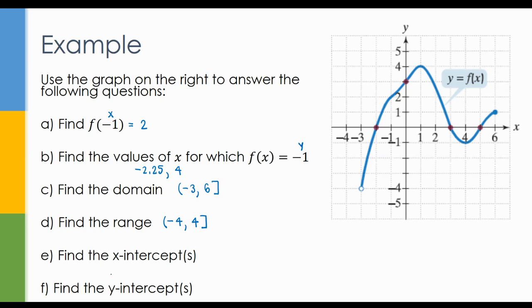In part E, when it says to find the x-intercepts, we are looking for all of the values where it's touching the x-axis. Notice that there are 3 points, and I'm going to list those as ordered pairs. So we've got the ordered pair -2, 0. We've got the ordered pair 3, 0. And we've got the ordered pair 5, 0. If I want to find the y-intercepts, we're looking for where it touches the y-axis. It looks like it touches it at 1 spot. I'm going to write it as an ordered pair. It's touching at 0, 3.